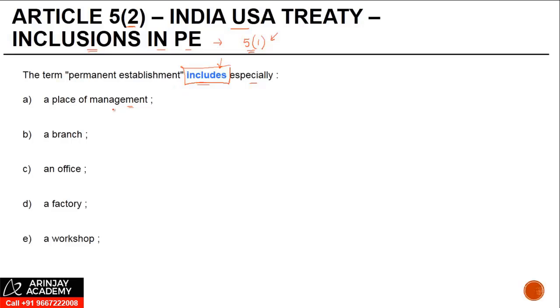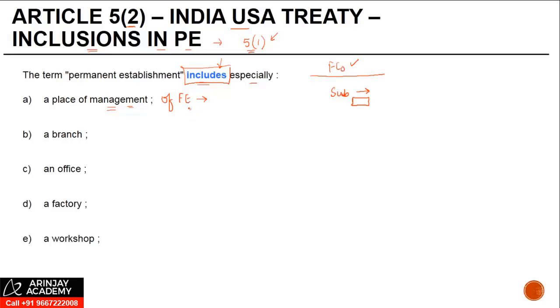A place of management. When you say a place of management, we're talking about the place of management of the foreign enterprise. So if there is a foreign company and it has a subsidiary in India, and the subsidiary is managing its own business out of its Indian office, then it cannot be said that the place of management is of the foreign company. What we are looking at is the place of management of the foreign company.